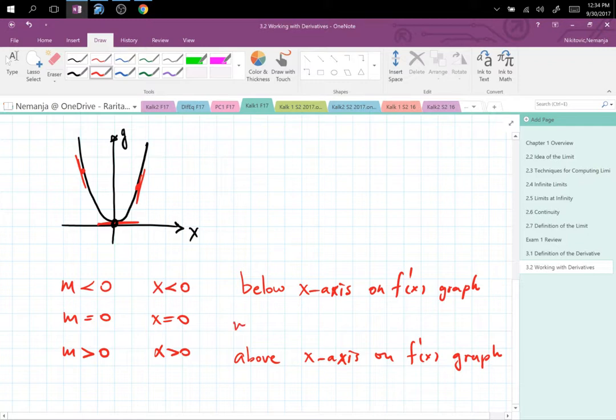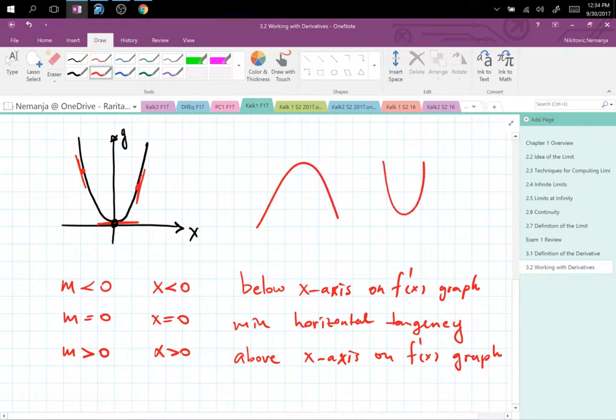What you have here in the minimum is horizontal tangency. What is the horizontal tangency? Horizontal tangency is this horizontal line where slope is 0. You will always have that when you have a min and a max. See? The max has the horizontal tangent line there. Min has a horizontal tangent line there. Horizontal tangencies occur at every min and max.